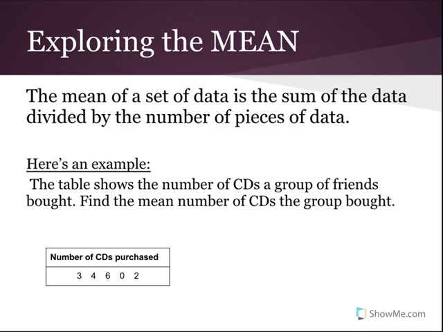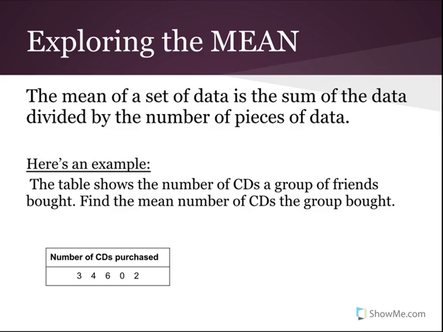Okay, let's think about what the mean means. The mean of a set of data is the sum of the data divided by the number of pieces of data. Now, let's look at an example of this. The table shows the number of CDs a group of friends bought. Find the mean number of CDs the group bought.